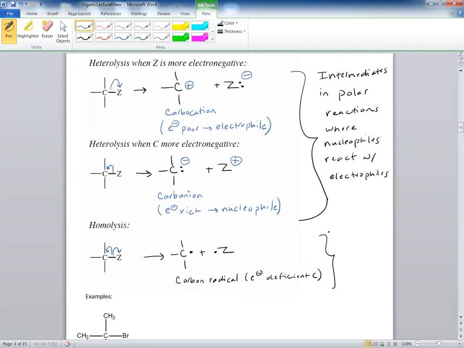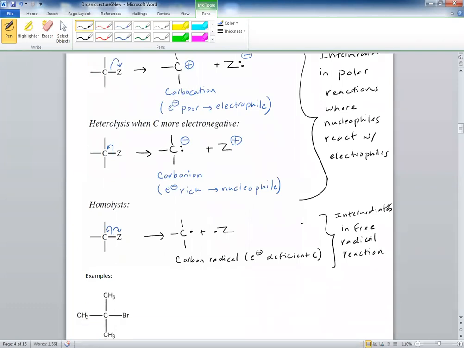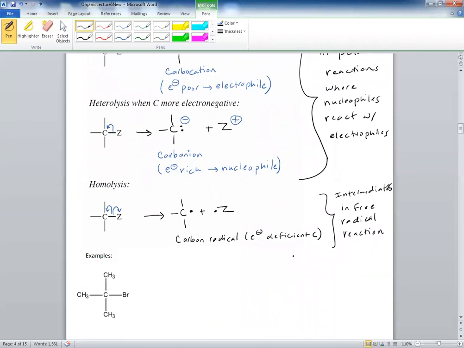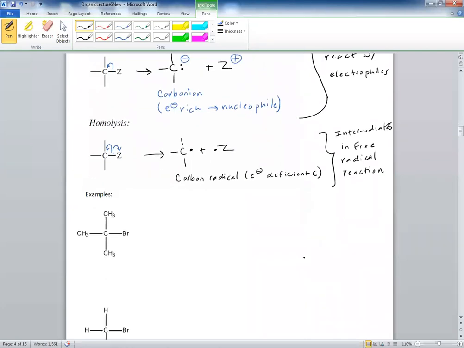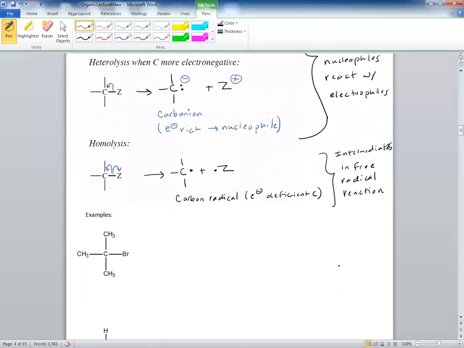Here in this one, these are what we call free radical reactions. So these are intermediates in free radical reactions. There will be just one small chapter, and I will do only one in Organic 2 next semester. Just a few reactions. It's important, but it's very specialized. They're not as important and as useful as polar reactions.